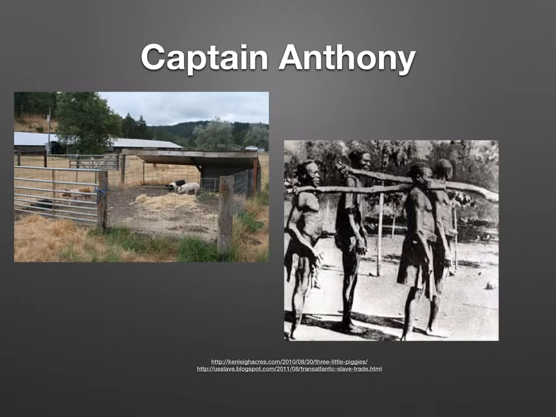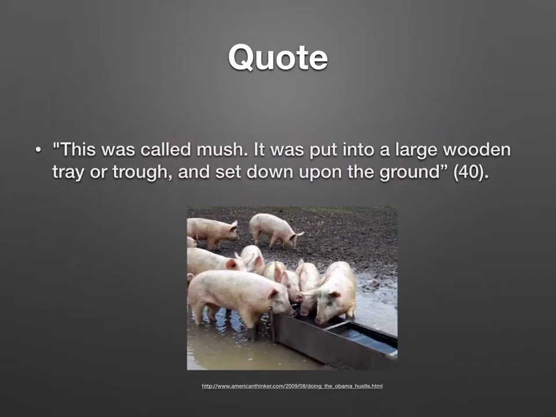An example of an oppressor from Frederick Douglass is Captain Anthony. Captain Anthony treated people like animals. He fed the slaves like pigs and treated the slaves like pigs as well. The narrator states in Frederick Douglass, this was called mush. It was put into a large wooden tray or trough and set down upon the ground. And they treated the slaves like pigs and fed them like pigs as well.